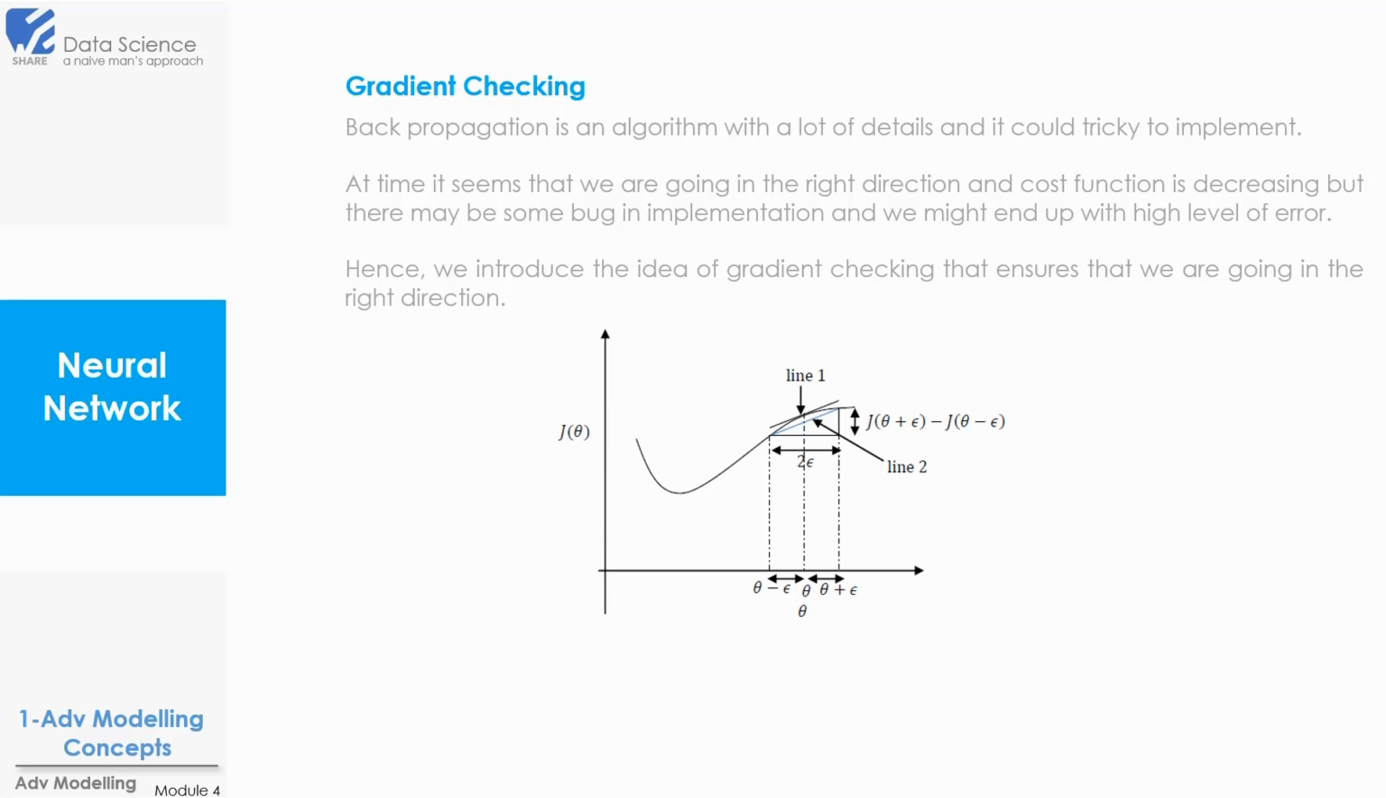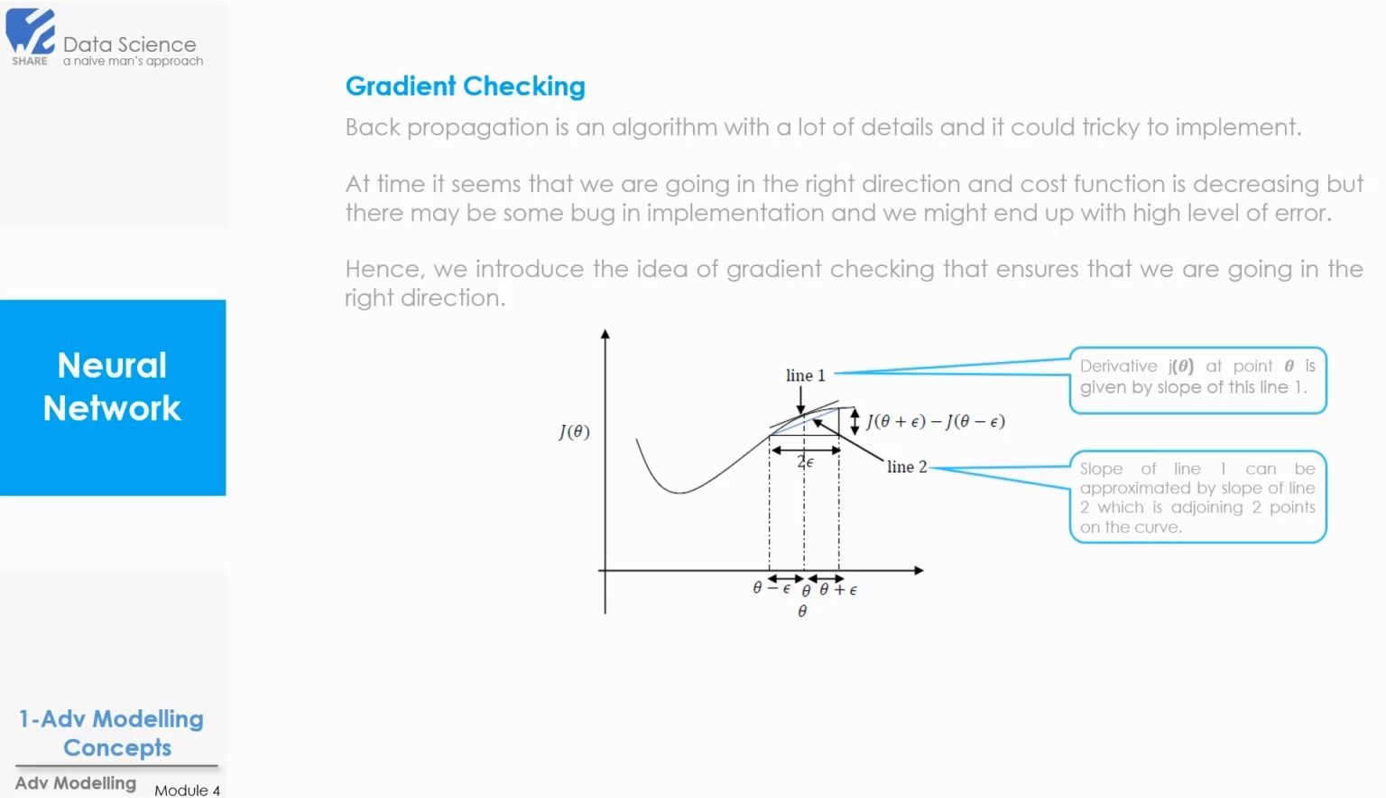If you see the graph here, we know that the derivative is nothing but the slope of the curve at a particular point. So if we want to calculate the slope of the curve at a particular point, we will calculate its derivative. Now to calculate the derivative, we draw a tangent on the curve and then simply calculate the slope of that line. As shown here, the slope of line 1 is nothing but the derivative of J(theta) at point theta.